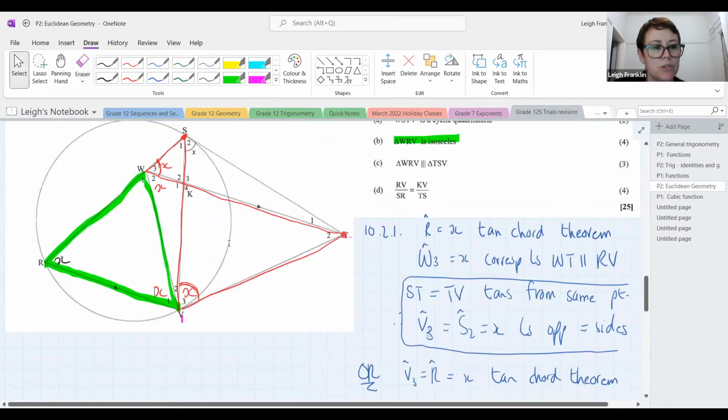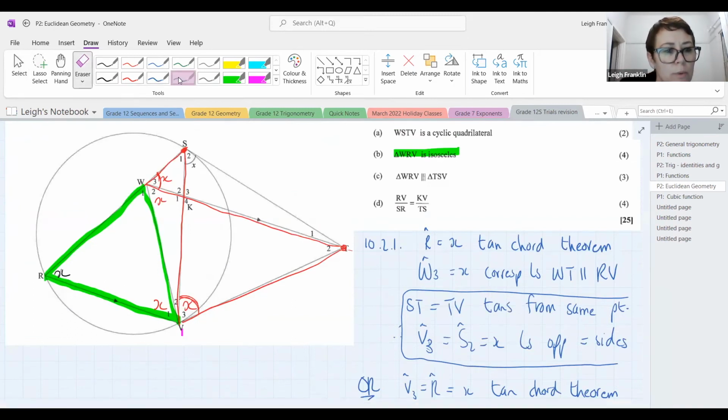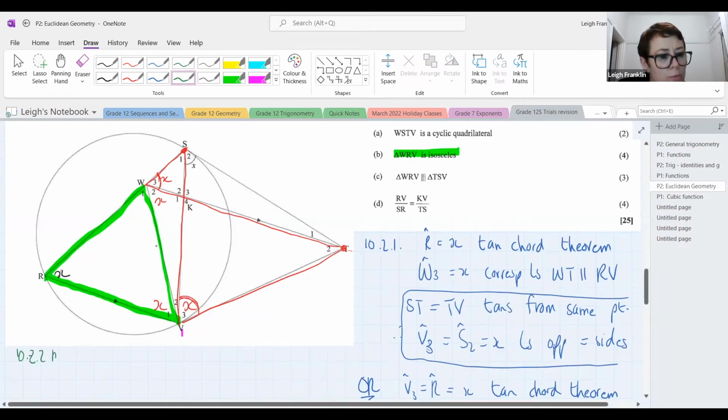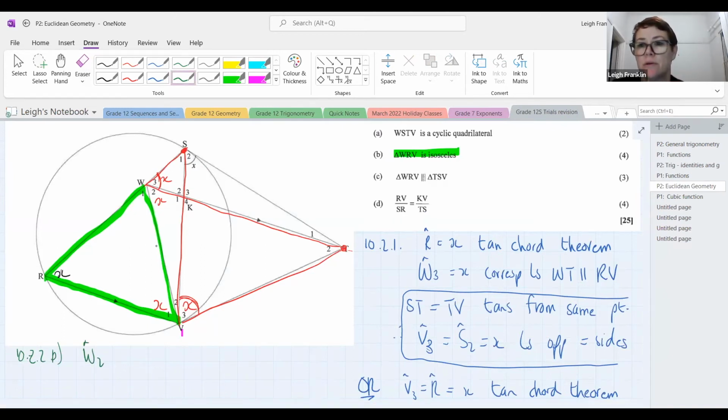Right. Okay, so Tisha, what were you telling us? You were telling us that W2, so here we are, 10.2.2b. Sorry, W2, ma'am. Don't you have to prove that W2 is X already, or the previous question already proved it itself? No, you've got to state now that W2 is equal to X. Now that you've proved that the quad is cyclic, now we can say that W2 is equal to X because of angles in the same segment.